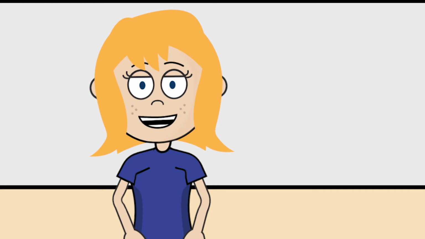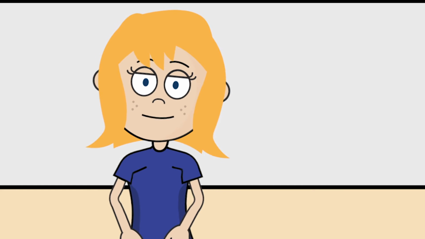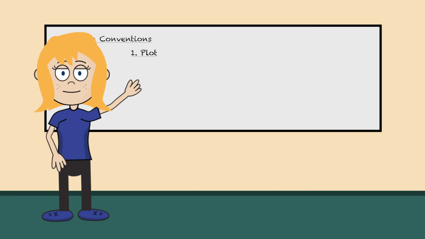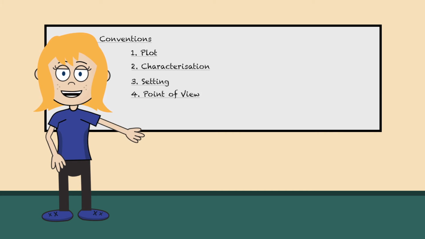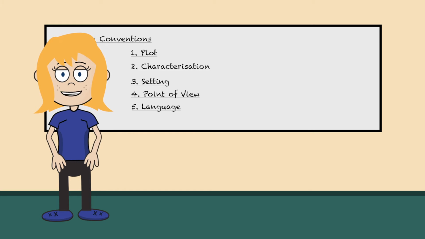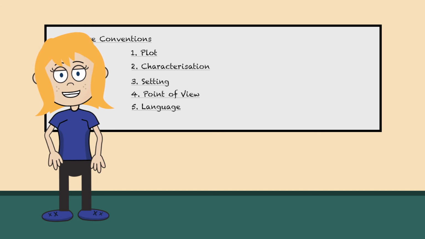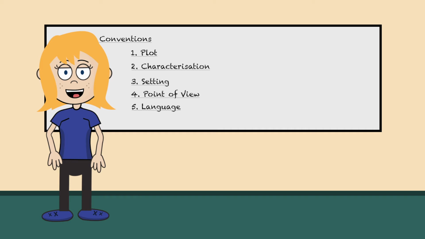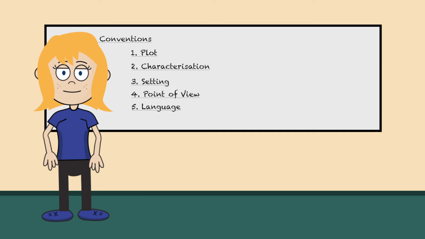There is some debate on which conventions are the real narrative conventions. I always break it down to the following. 1. Plot. 2. Characterization. 3. Setting. 4. Point of view. And finally, 5. Language. I always remember them best as the main ingredients for a story. In the following series of videos, we will break them down one by one. However, I will introduce these ingredients to you now.